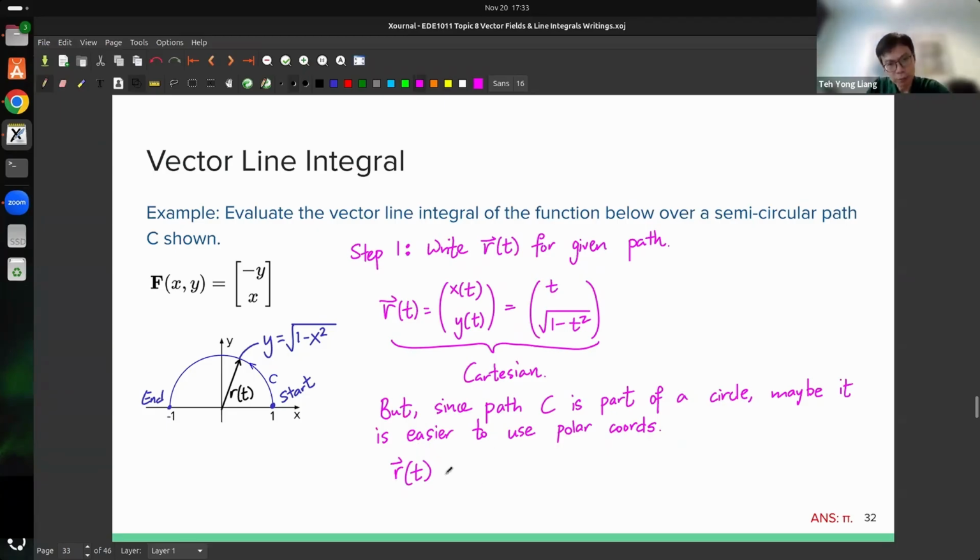The polar coordinate version must be x equals r cos theta, y equals r sin theta, correct or not? But for path C, you notice that the radius is always 1. This is r equals 1, a small r equals 1. So which means you always have x equal to r, which is 1, times cosine.